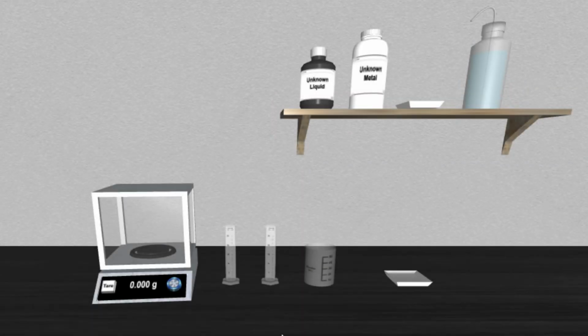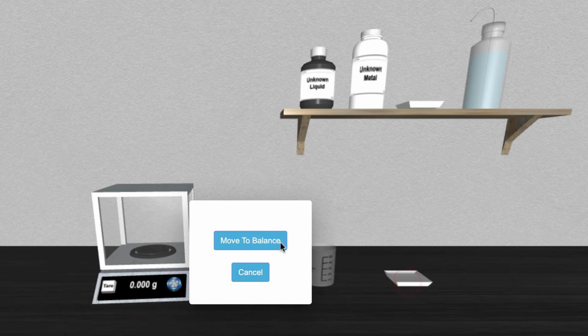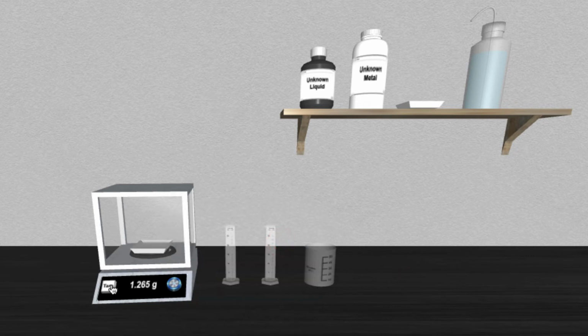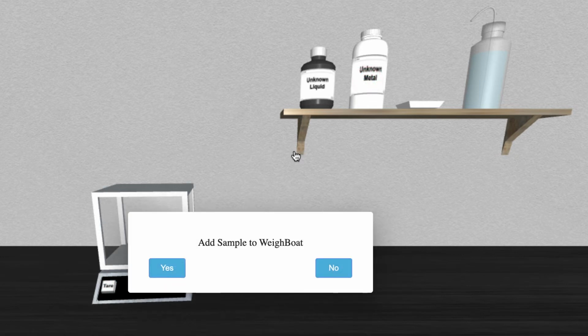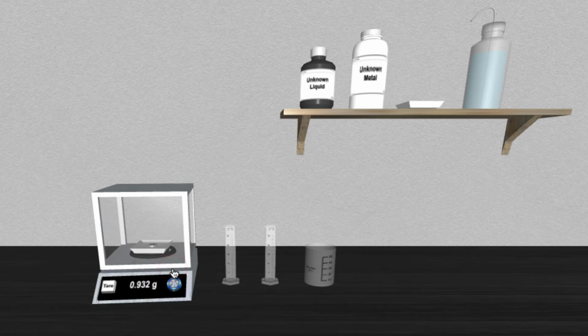To determine the density of a solid, we'll need to be more creative in order to measure its volume. To measure its mass, however, let's start by placing a weighing boat on the balance and taring its mass to 0. Then we can simply click on the container of unknown metal to place a sample of it directly on the weighing boat. Now we can record the mass of our unknown metal sample.